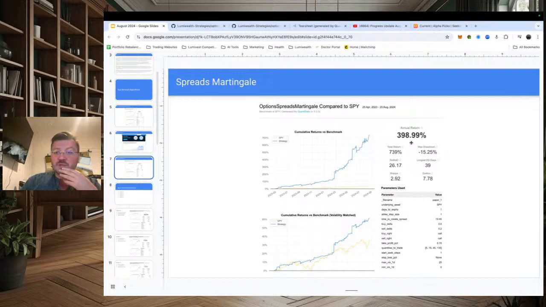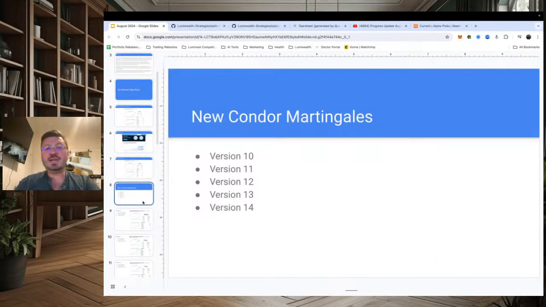So super, super interesting results. And actually, this is one that I would expect to do even better in a bull market as well. So, if you can, depending on what you think is going to happen, it's quite good. But even here, you could see stock market fell. It still survived. Stock market fell here, survived, no problem. Crash happened here, no problems. So it's been doing quite well, right? All right, awesome. So that's our spreads martingale. That one I'm super interested in personally. We also made a bunch of new versions of our Condor martingales.